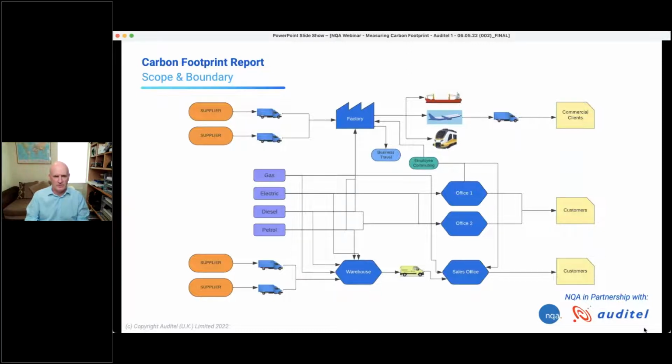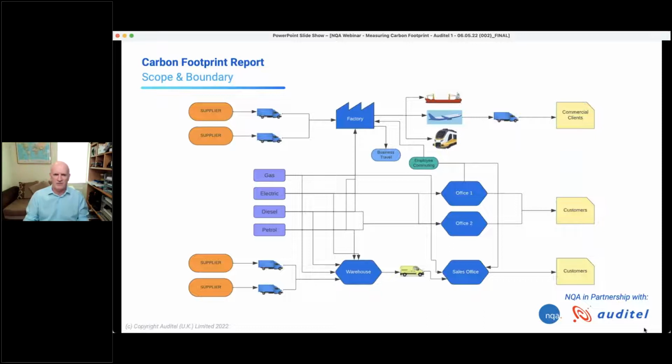So where their component parts come from, where their raw materials come from, how do they get here? Do they travel by land? Is it by road, rail? Do they come in containers? Are they shipped by air freight? By doing so, you're starting to get a picture of your whole supply chain, where your emissions could be coming from and where they could be created.